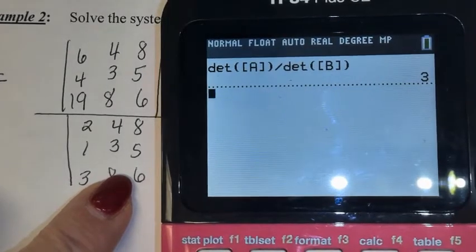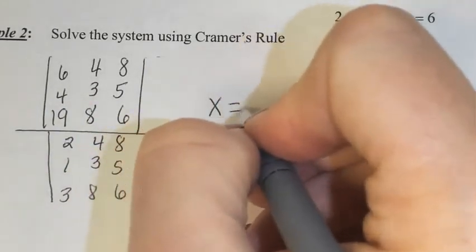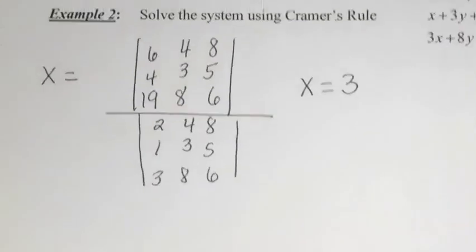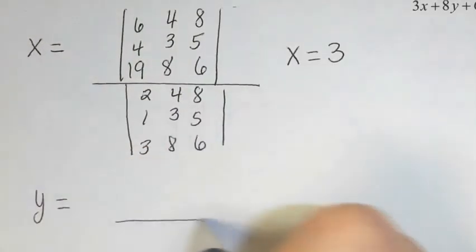And so 3. And what does that tell us then? Well, that's going to tell us the solution for x. X is 3. All right, so we know what x is. Now we can do the same thing for y.